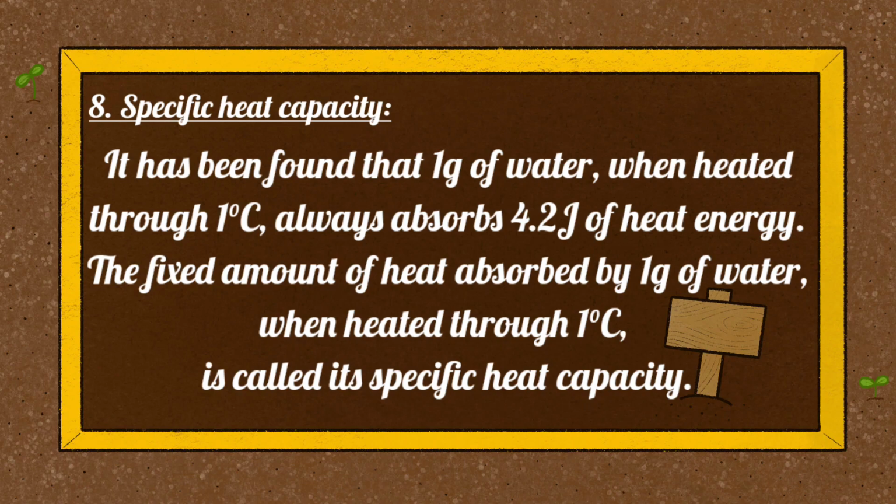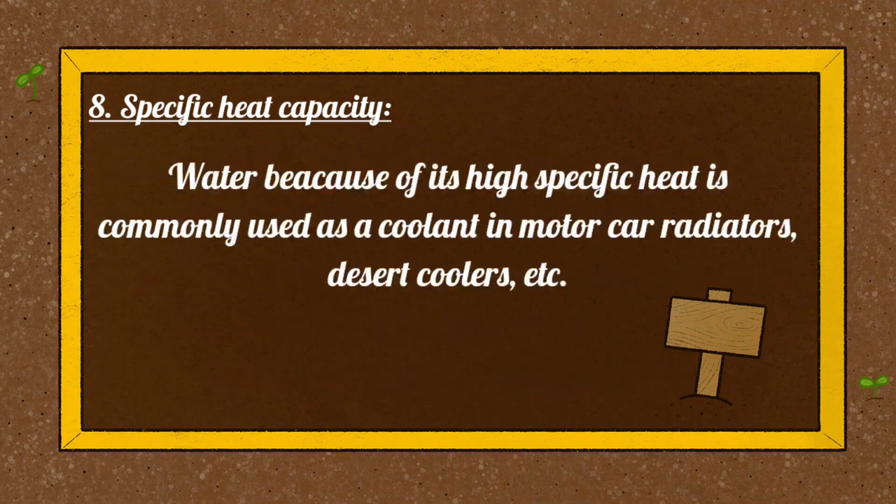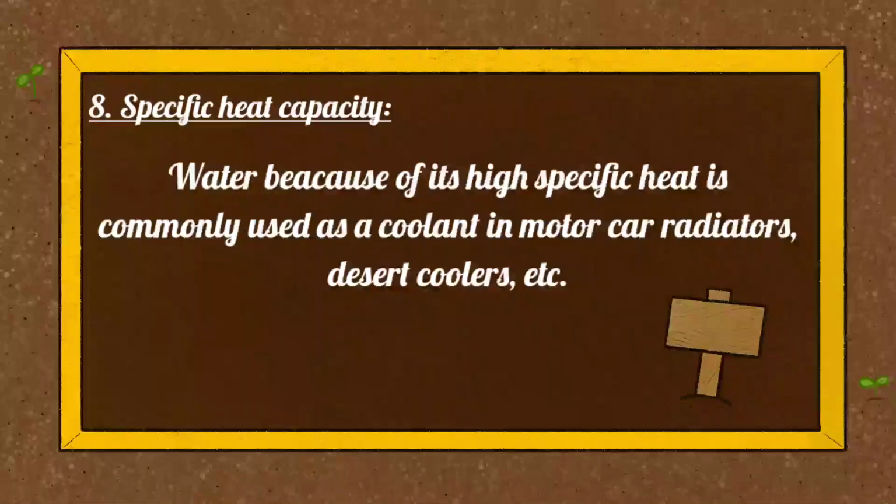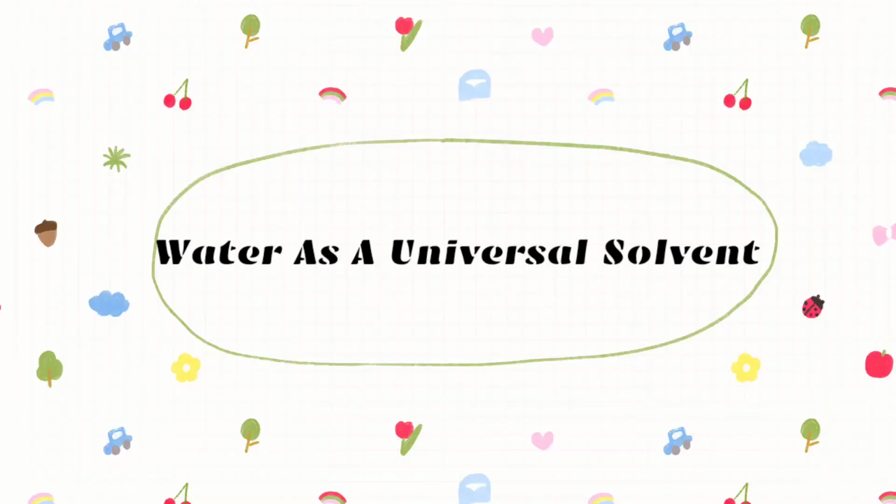Specific heat capacity. It has been found that 1 gram of water when heated through 1 degree Celsius always absorbs 4.2 joules of heat. The fixed amount of heat absorbed by 1 gram of water when heated through 1 degree Celsius is called its specific heat capacity. Water, because of its high specific heat, is commonly used as coolant in motor car radiators, desert coolers, etc.